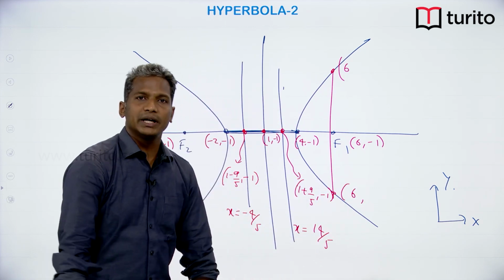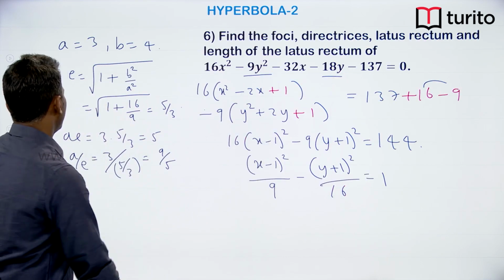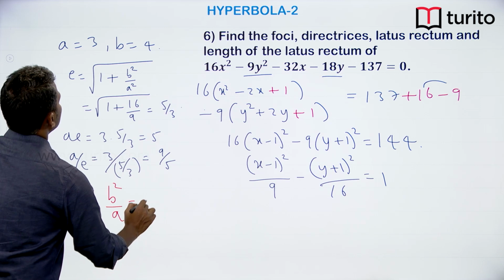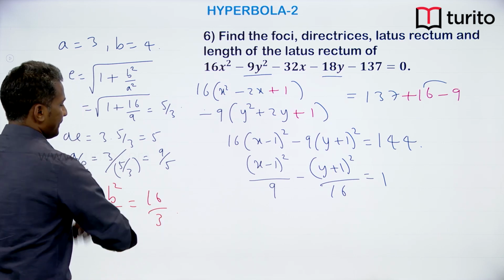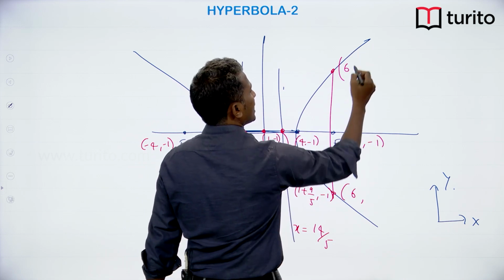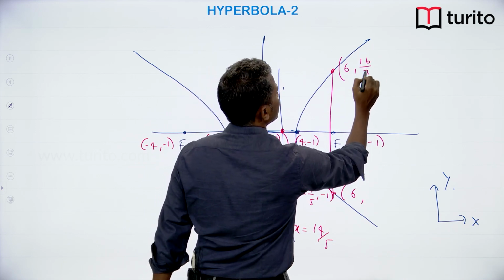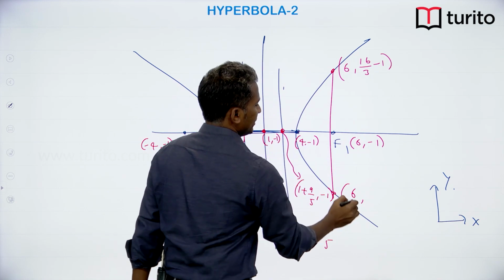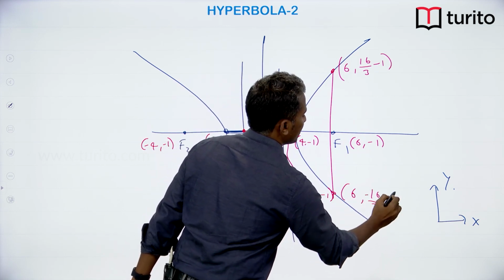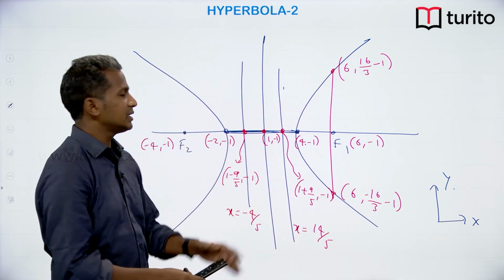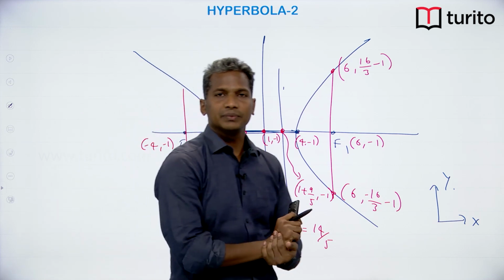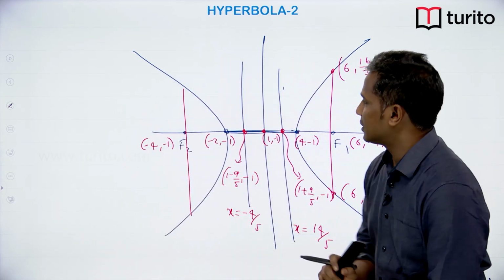What about the y coordinate? To get that we need to understand b square by a. What is b square by a here? It is 16 by 3. So here we have to go 16 by 3 units up. So it becomes 16 by 3 minus 1. Similarly, here it becomes minus 16 by 3 minus 1. So that is it. In similar lines we can also get the other ends of the other latus rectum. So this way we can solve this problem.